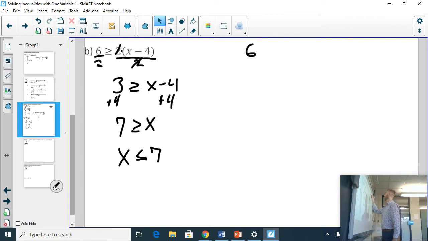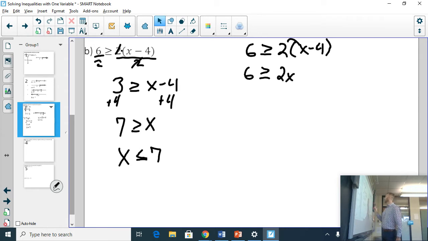So the other way, we have 6 is greater than or equal to 2 times x minus 4. The other way is we can distribute this 2. So we have 6 greater than or equal to 2 times x is just 2x. And then 2 times minus 4, right? We have to include that minus, is minus 8. And now it's a similar thing, right? We add 8 to each side.